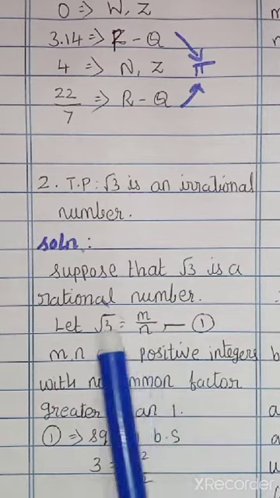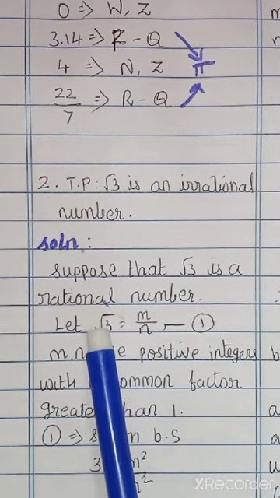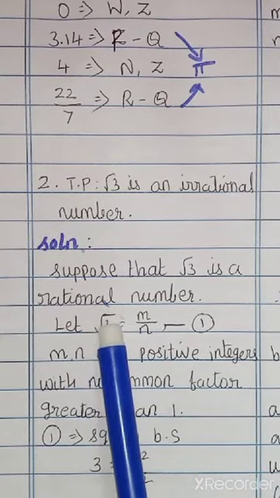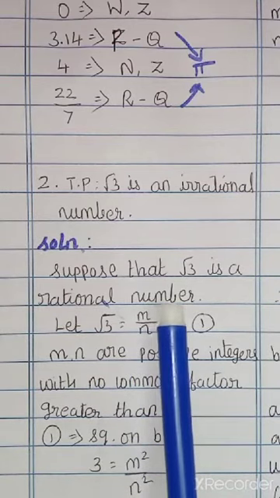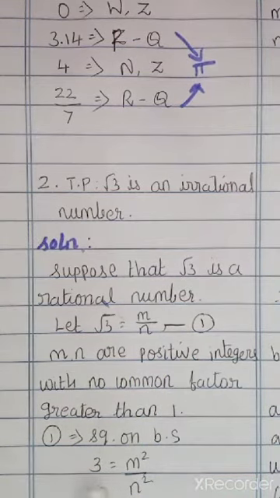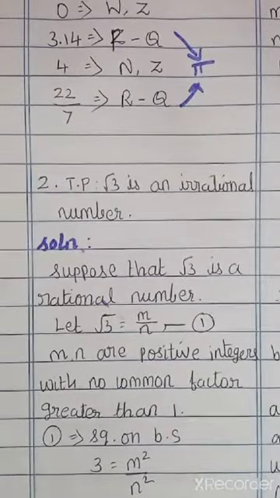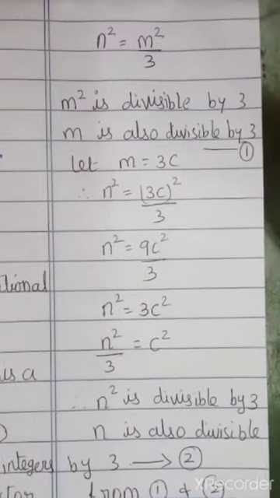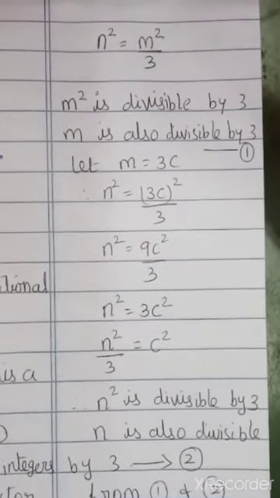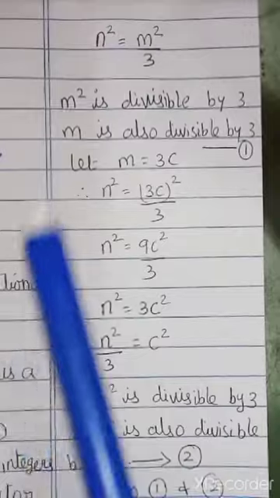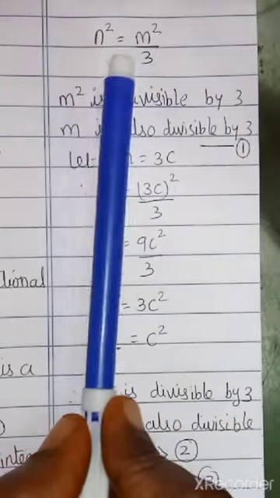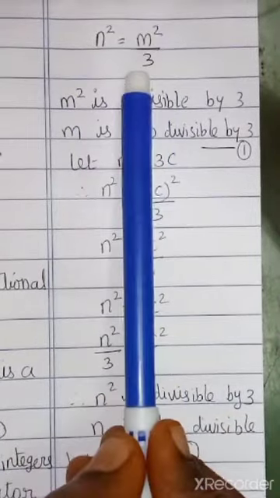Taking equation 1, squaring on both sides. If I square both sides, this square root will go off, and this side will get m squared by n squared. So you will get 3 equal to m squared by n squared. And take your n square to your left hand side, 3 to your right hand side. So what you will get? n squared is equal to m squared by 3.